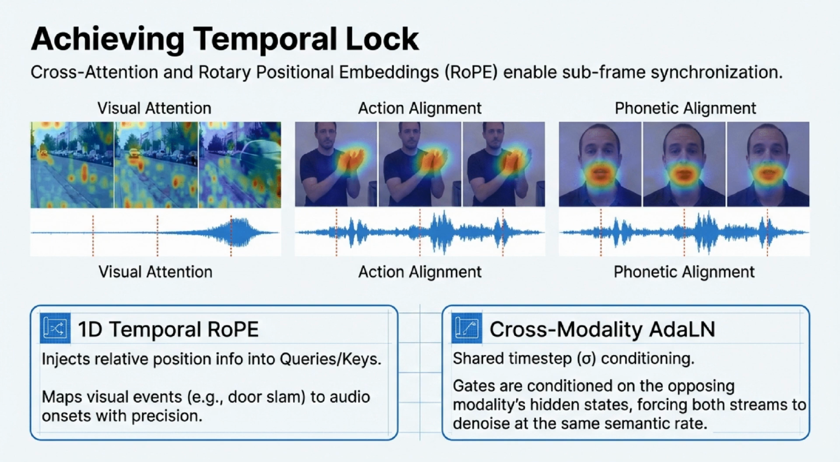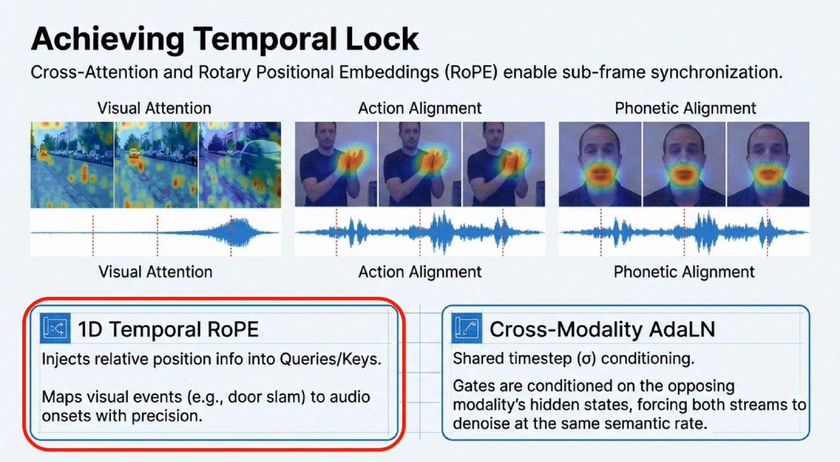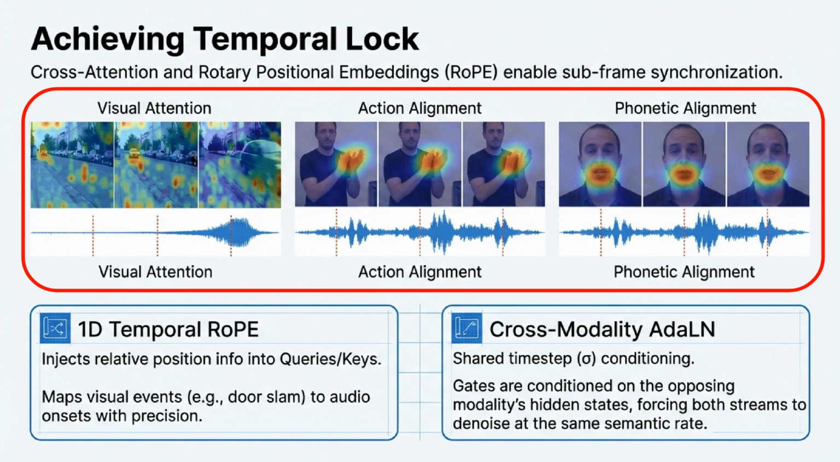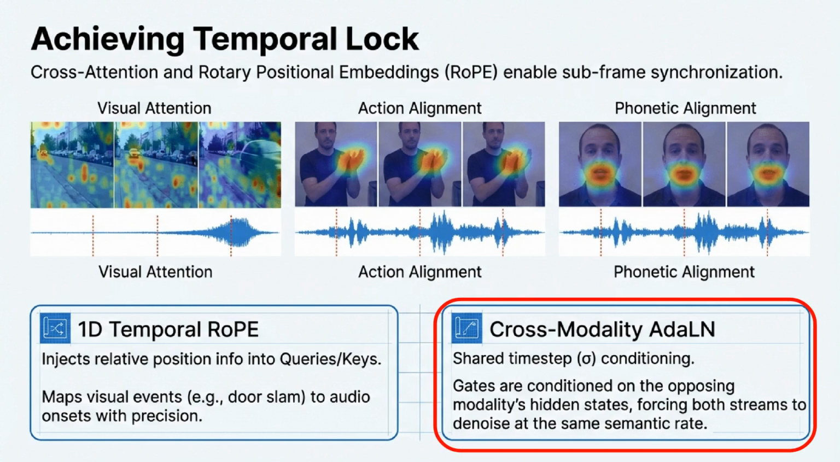How does the model ensure the sound happens exactly when the event occurs? This is what they call temporal lock. The system utilizes 1D temporal RoPE, rotary positional embeddings. This injects relative position info into the queries and keys, allowing the model to map visual events, like a door slam or a clap, to audio onsets with precision. You can see this in these attention maps. The model aligns visual attention for actions and phonetics directly with the audio waveform spikes. It also uses cross-modality AdaLN, which forces both streams to denoise at the same semantic rate.